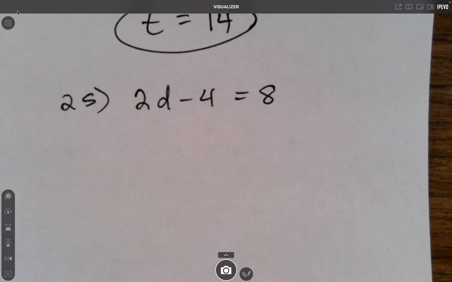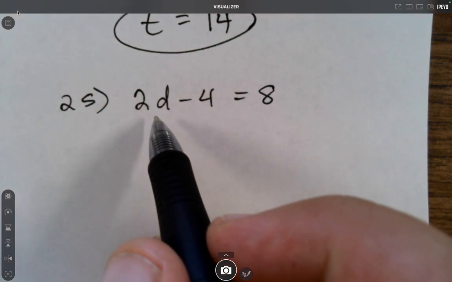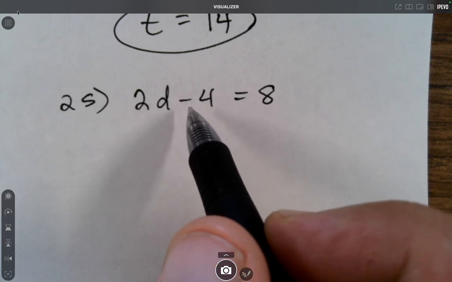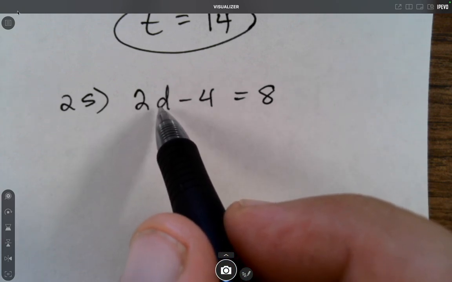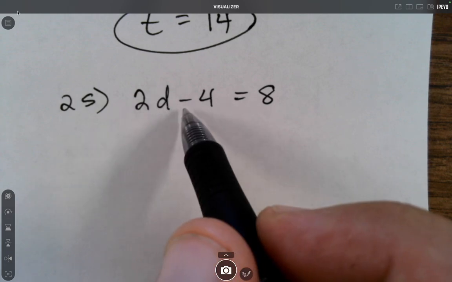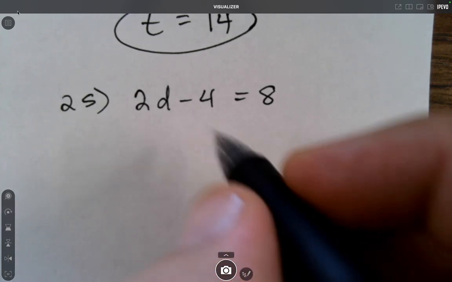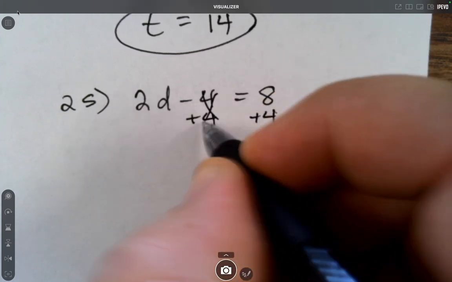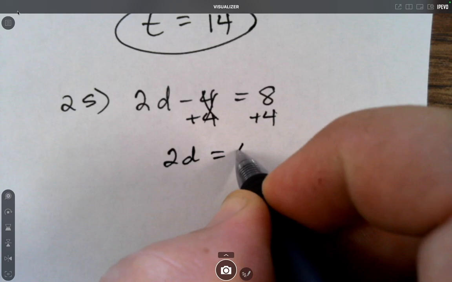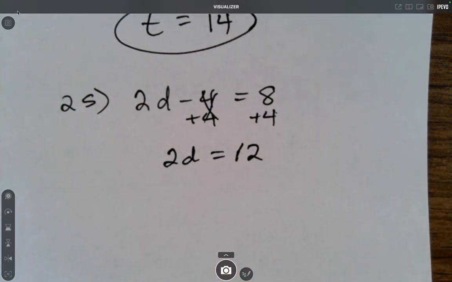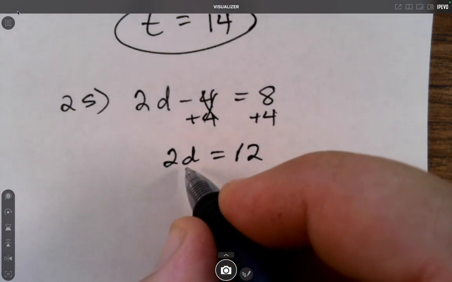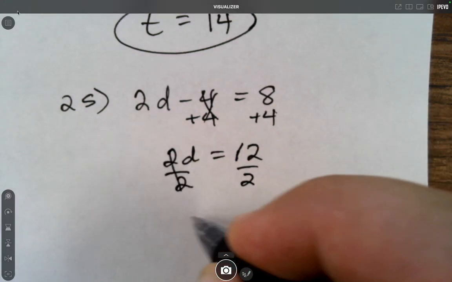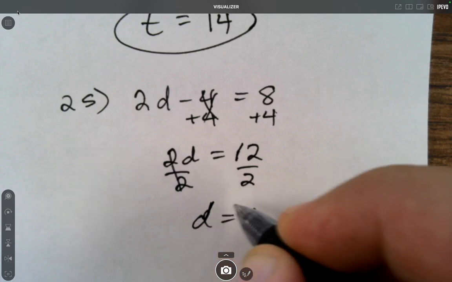So on 25, they're multiplying d by 2, then subtracting 4. So if we knew what d was equal to, we'd multiply by 2 first, then we'd subtract 4. So we've got to do the opposite in the opposite direction. So we would add 4 first. And then to get rid of the 2d, or the 2, we would divide both sides by 2, giving us d equals 6.